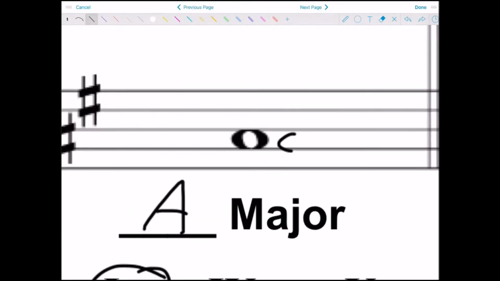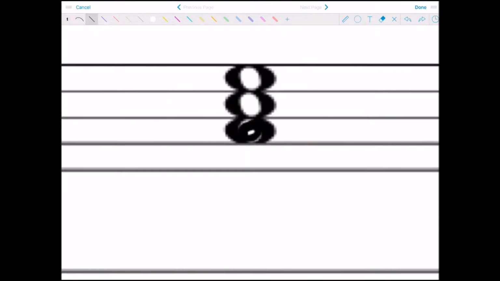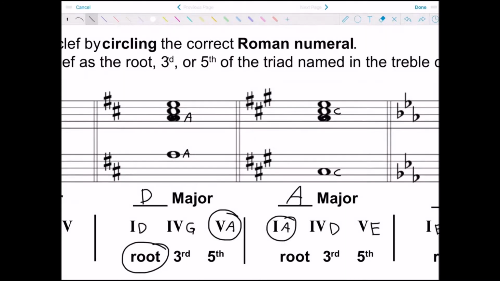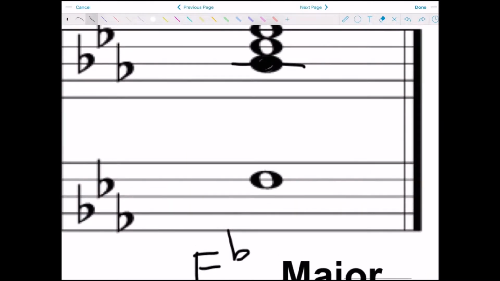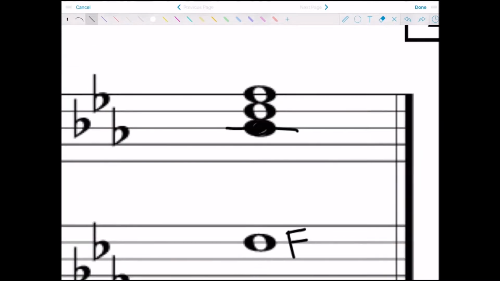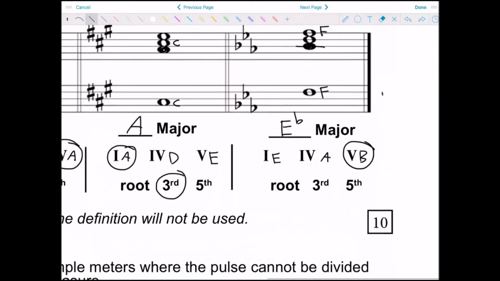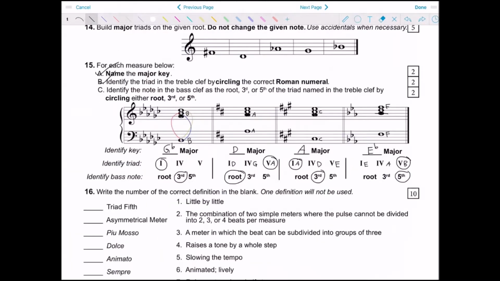Here we have a C. Which one of these is a C? That's the middle one, so there we have the third. And here we have an F. Which one of these is an F? That would be the top one. The top one is the F. So that is the fifth of the chord. And that's all of question 15.